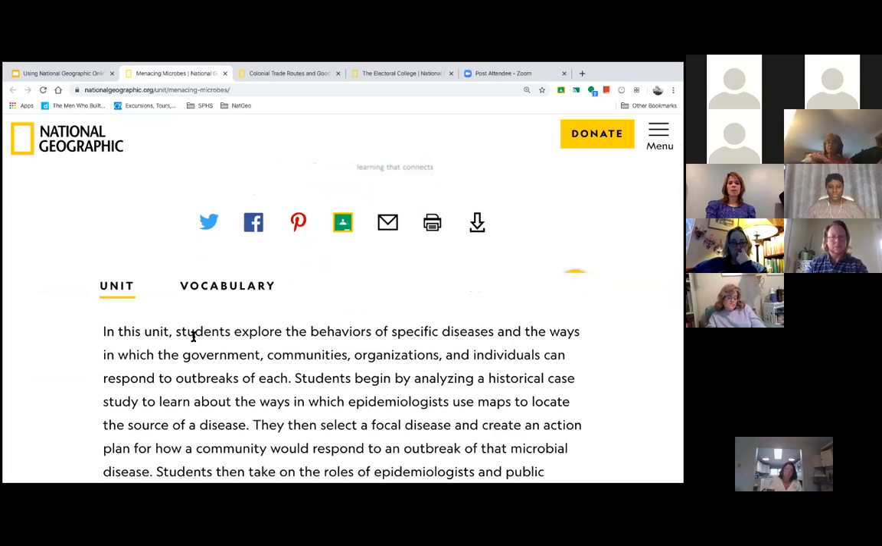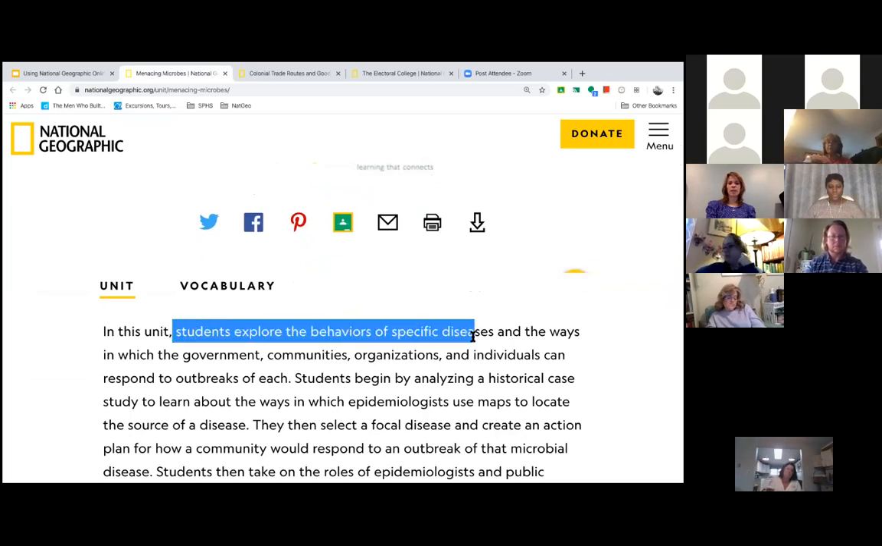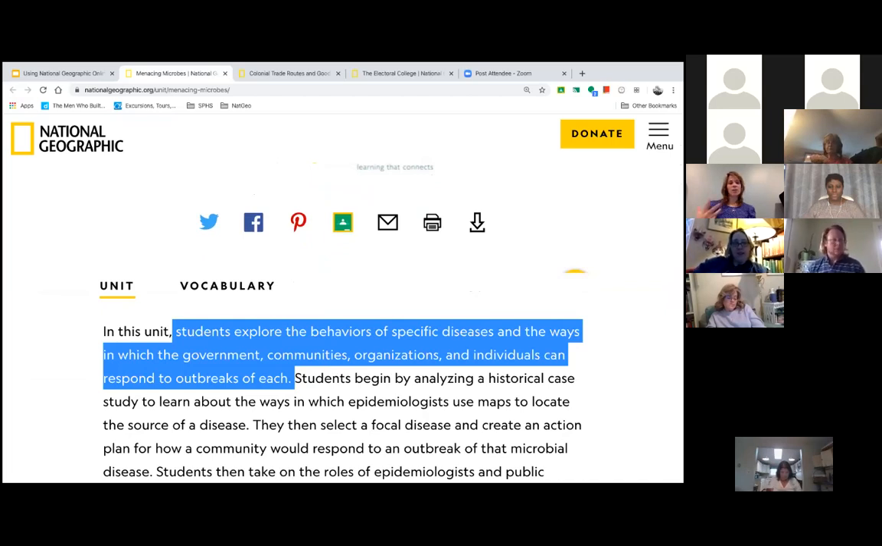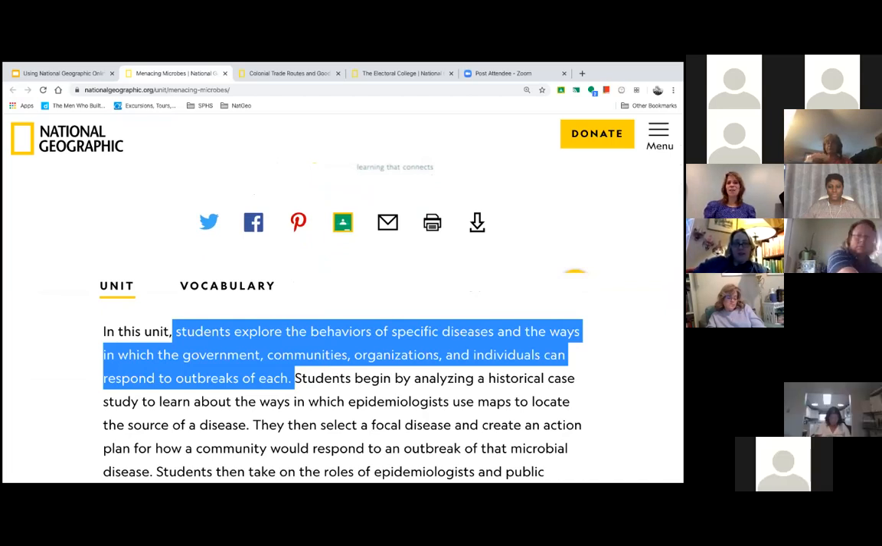And it covers, as you can see, students will explore behaviors of specific diseases and the ways in which the government, communities, organizations, and individuals can respond to outbreaks of each. And this is a great one you could even toss off to students now and say, hey, here's what's going on with the virus. Here's what we know about it. Let's backtrack. Let's take a look historically at what's been going on.